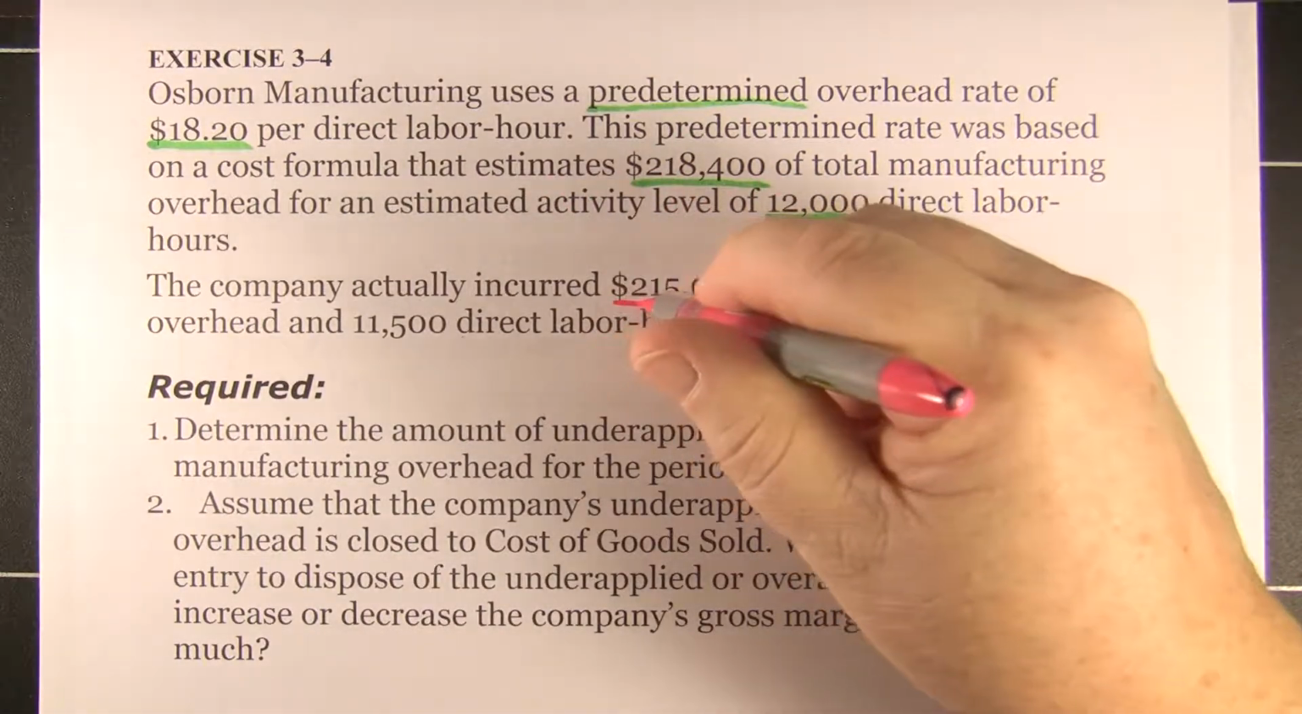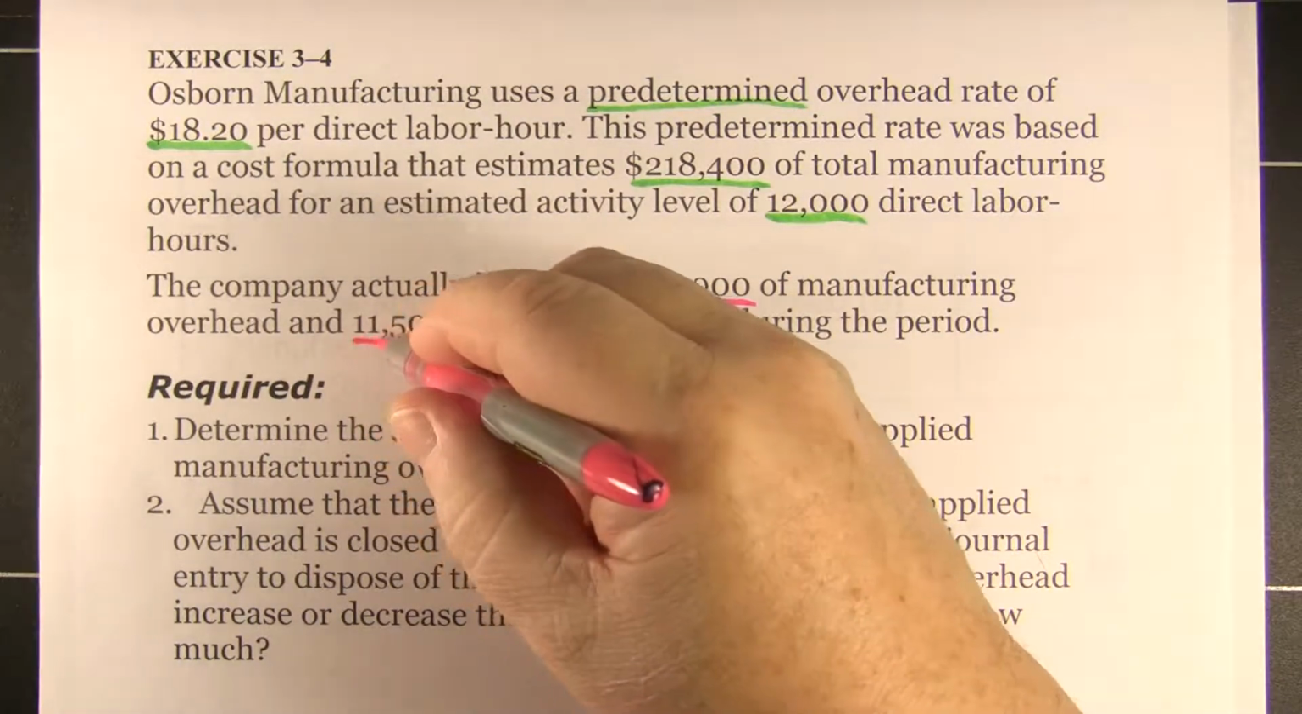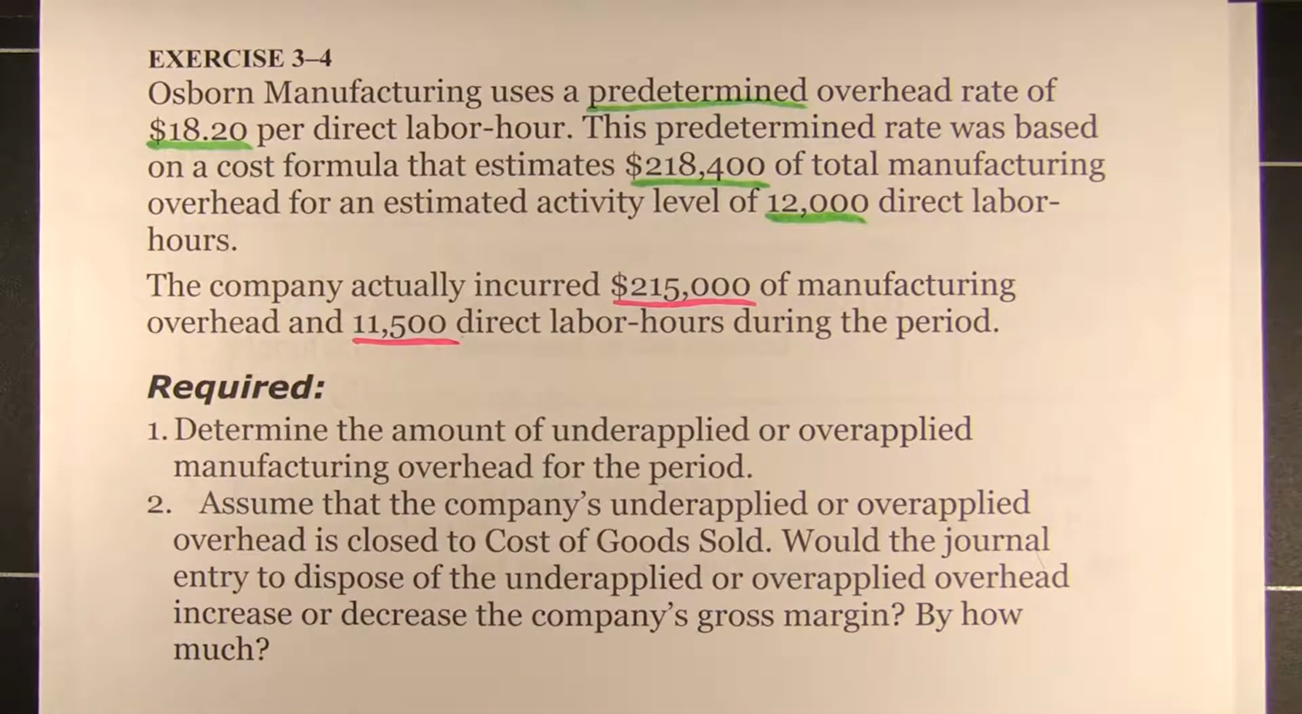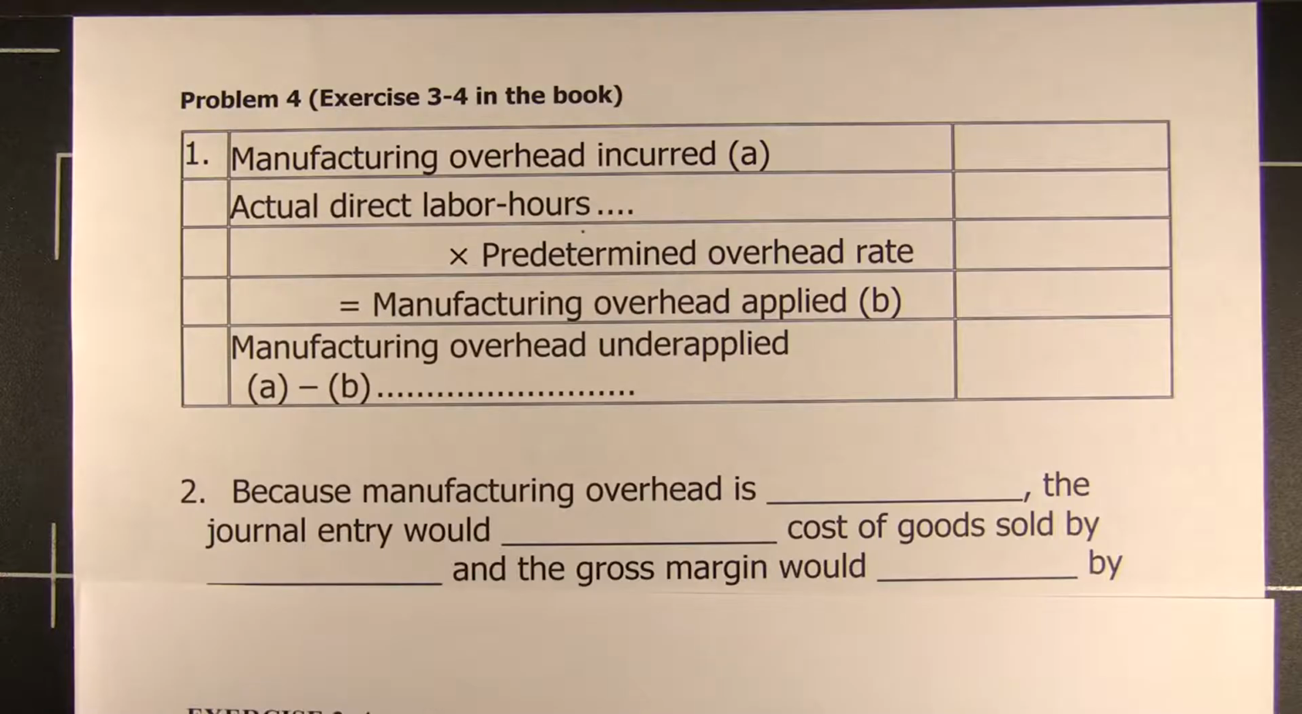What they actually had, they had $215,000 of overhead and worked 11,500 direct labor hours. So they want us to look at this and figure out if the overhead is over applied or under applied. So let's go through, take a look, fill it in.